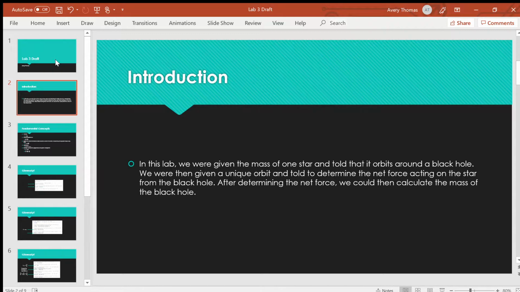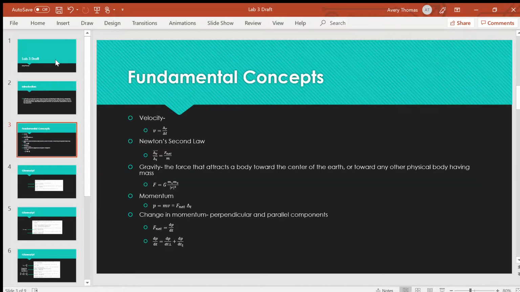I found that in this case, the closer the star was to the planet, the larger the gravitational force was that was acting on it. Some of the fundamental concepts in this lab are velocity, which is the change in position over the change in time in meters per second, and Newton's second law, which is change in velocity over change in time equals F net over mass, both of which we have covered in previous labs.